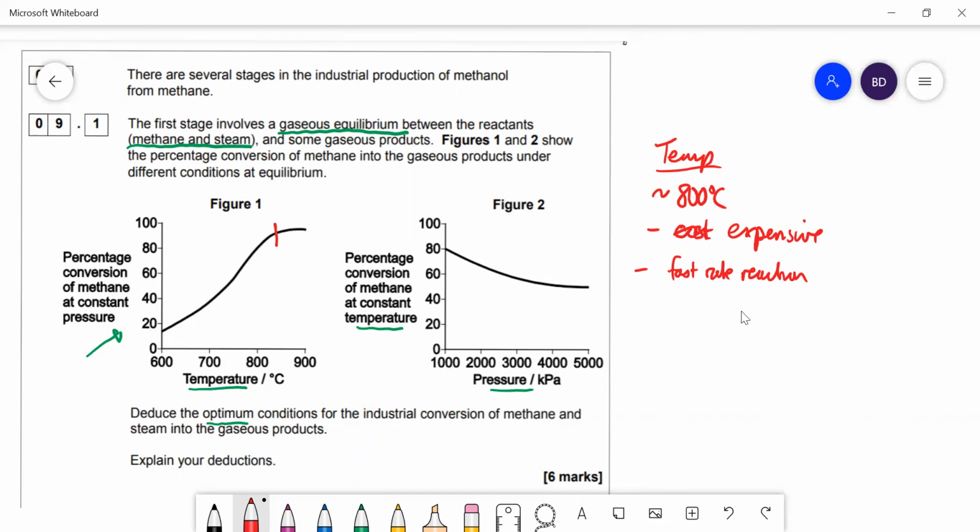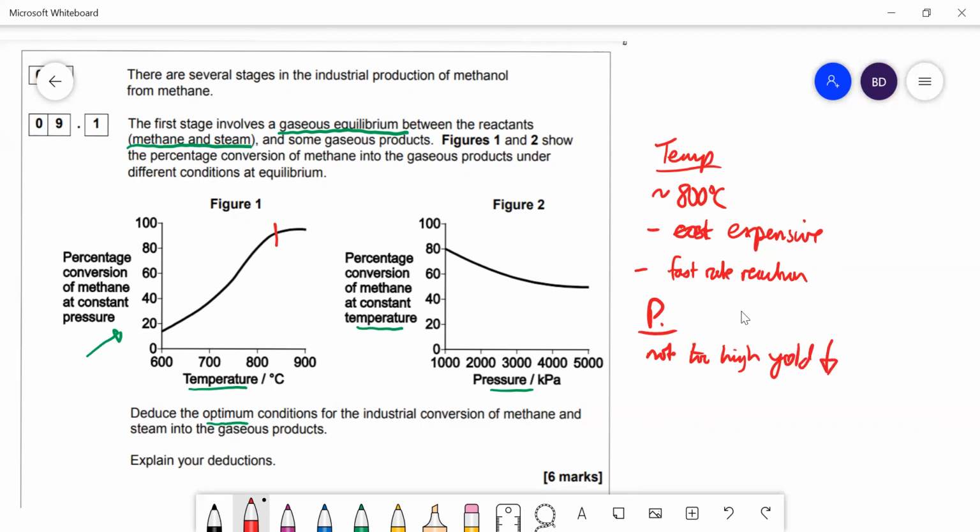Now for pressure, as you increase the pressure, the yield goes down. Obviously, you're making more gas moles in the products. So you don't want the pressure to be too high. Not too high because you get a worse yield. So the yield is going to go down.